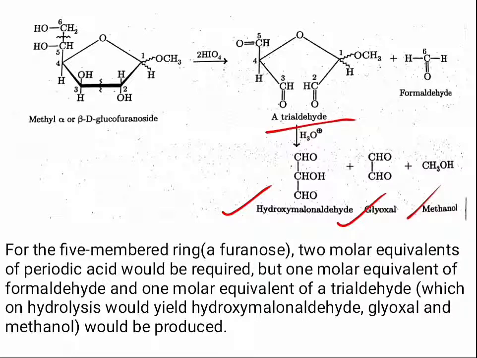For the 5-membered ring, that is a furanose, 2 molar equivalents of periodic acid would be required, and 1 molar equivalent of formaldehyde and 1 molar equivalent of a trialdehyde, which on hydrolysis would yield hydroxymalonaldehyde, glyoxal, and methanol, would be produced. So by analyzing your products, you can differentiate between a 6-membered ring and a 5-membered ring.